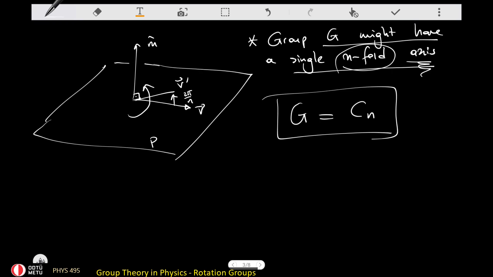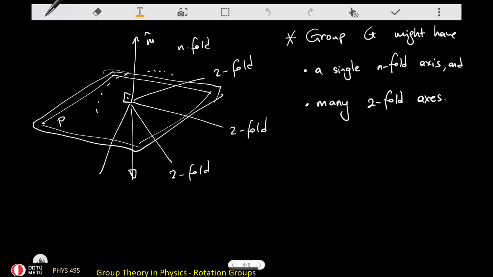Next case, there is a situation where the group G is isomorphic to the dihedral group. So this is a situation like this. Let me express it like that. This is a situation where we again have a single n-fold axis, and there are many two-fold axes. So the situation is like that again. So we have a plane in here.